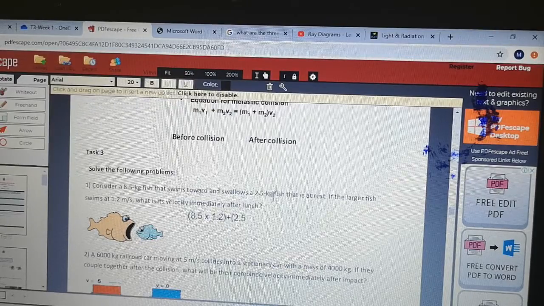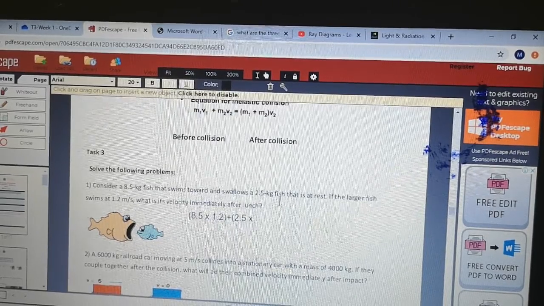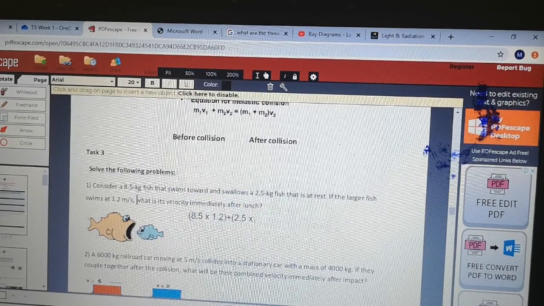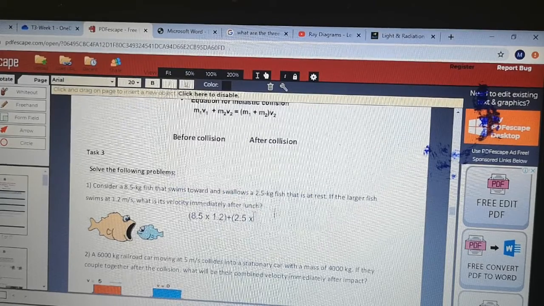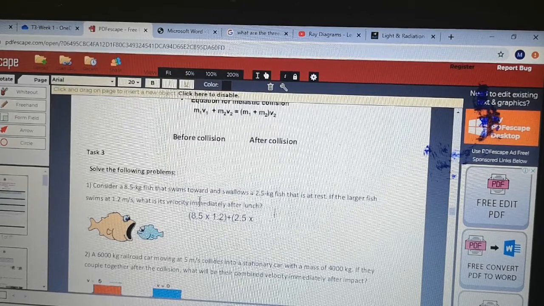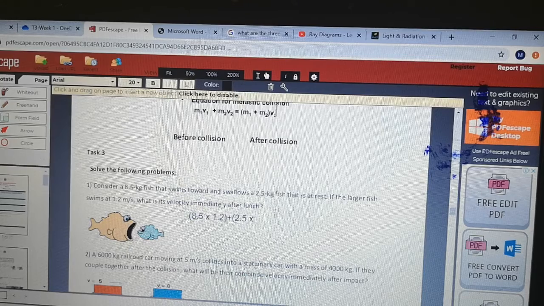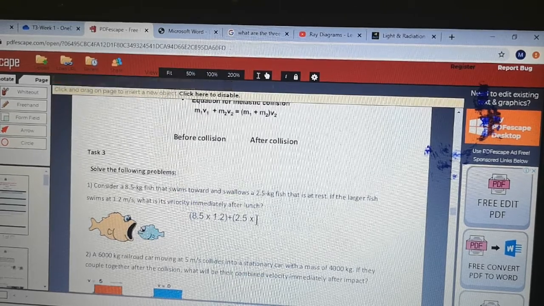Kg, remember, M. If it's M mass, it's kg. And multiplied by the velocity of the small fish. That's not the question. What is the velocity after the collision? So after the collision, it's asking for this V over here. It's a different V. This should say V3 really, because it's not the same as this V2.